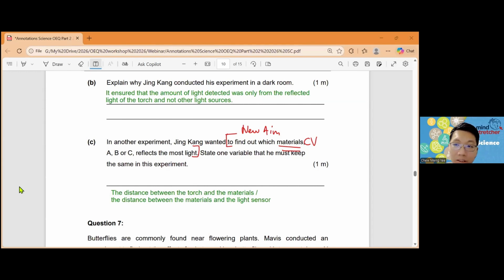Especially when we are dealing with questions on light, it's always affected by distance. The further they are, the light intensity changes. So you want to keep that the same.